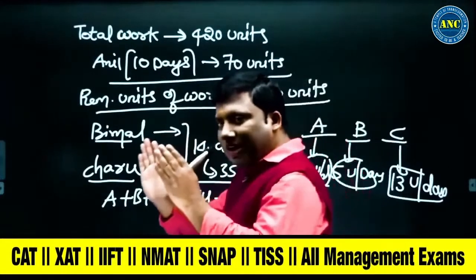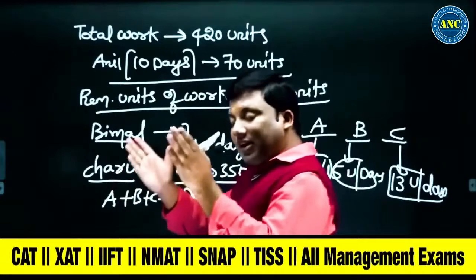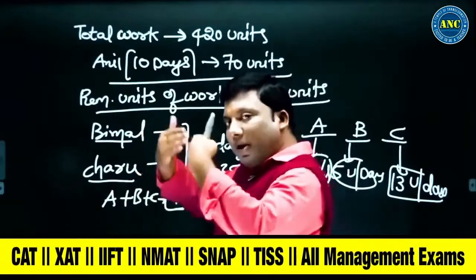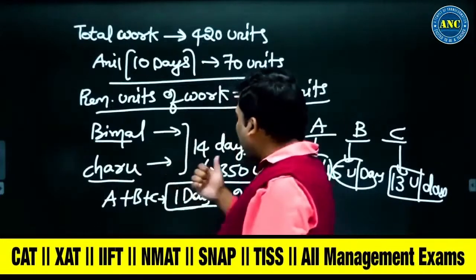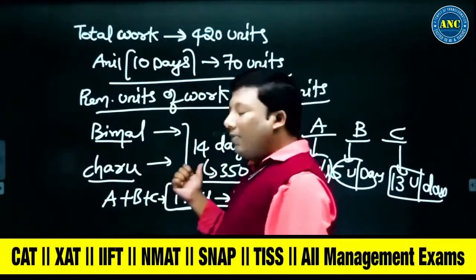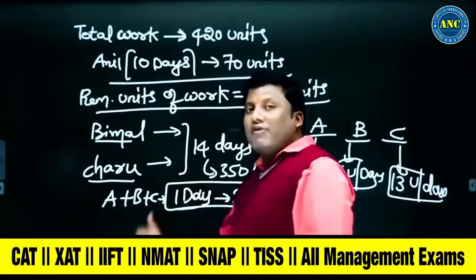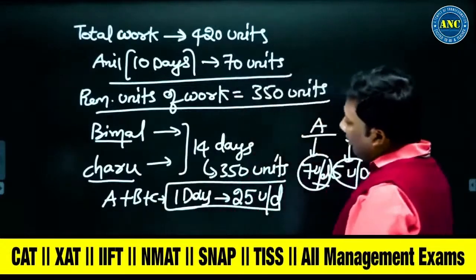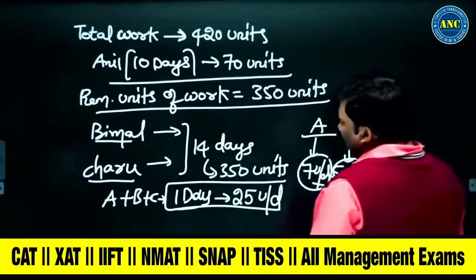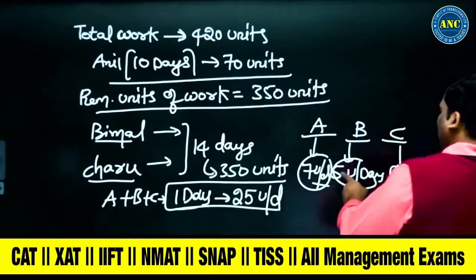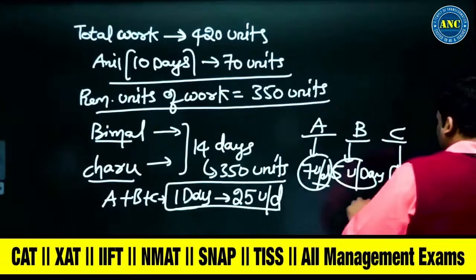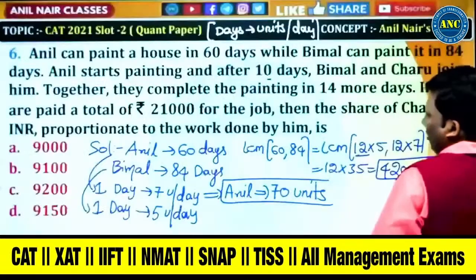First Anil started the work for 10 units. After 10 units, Bimal and Charu joined. Anil, Bimal and Charu, all the three together, did the remaining work. Remaining work is 350 units in 14 days. One day it is 25 units per day. 7 plus 5, 12. 12 plus 13, 25. So in one day Charu will do 13 units.